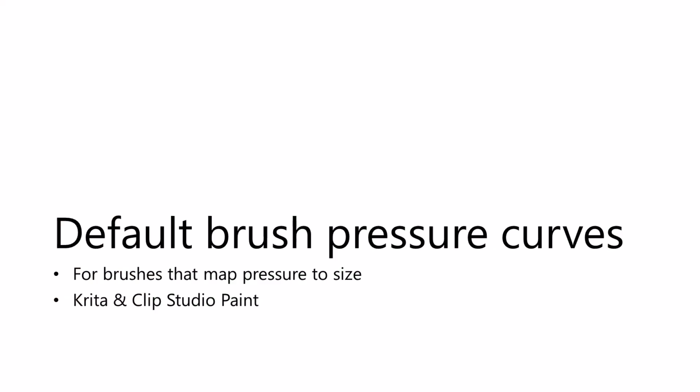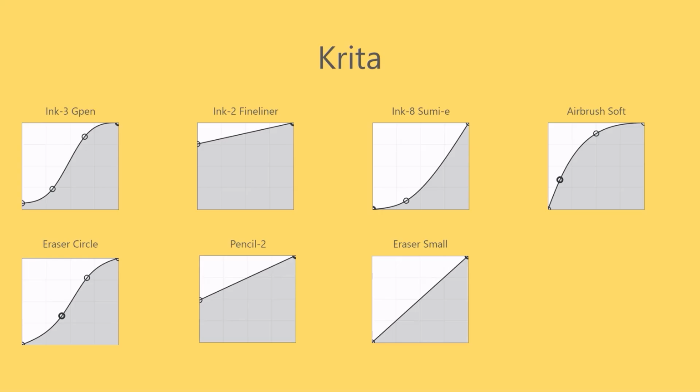Let's take a look at the different default brush pressure curves used for brushes that vary the width of their stroke based on pressure. Here are the default pressure curves for 7 brushes from Krita. Just with a quick glance, what do we see? The Ink 3 G Pen and the Eraser Circle brush use a sigmoid pressure curve. I also noticed that the Ink 3 G Pen constrains the output range a little bit at the lower end.